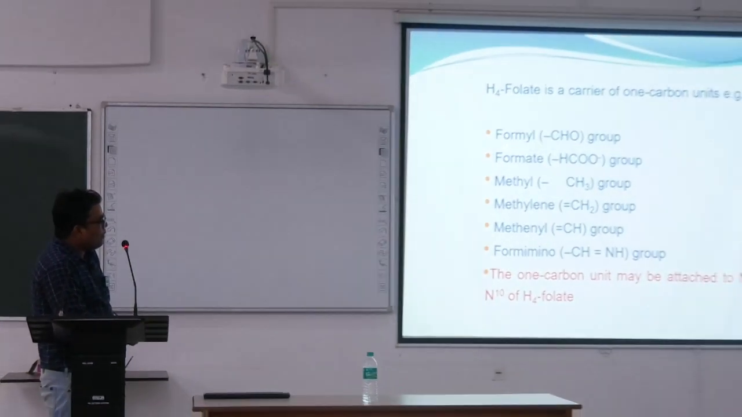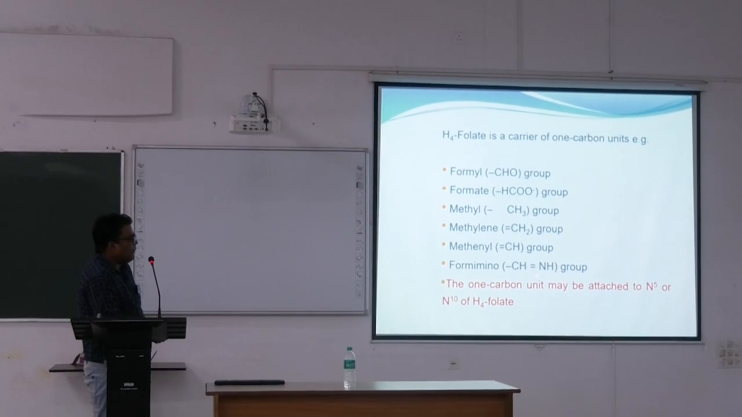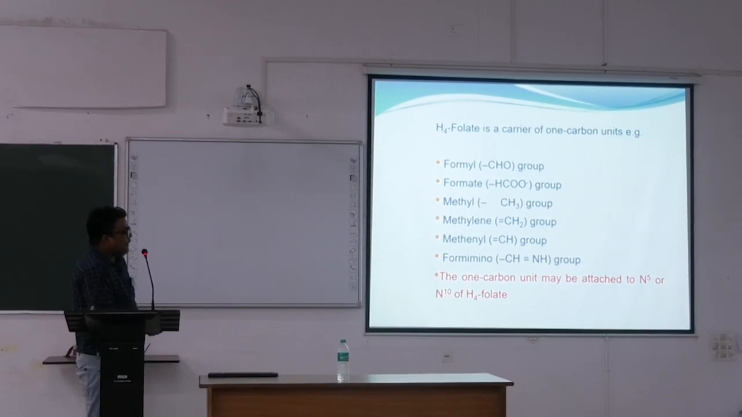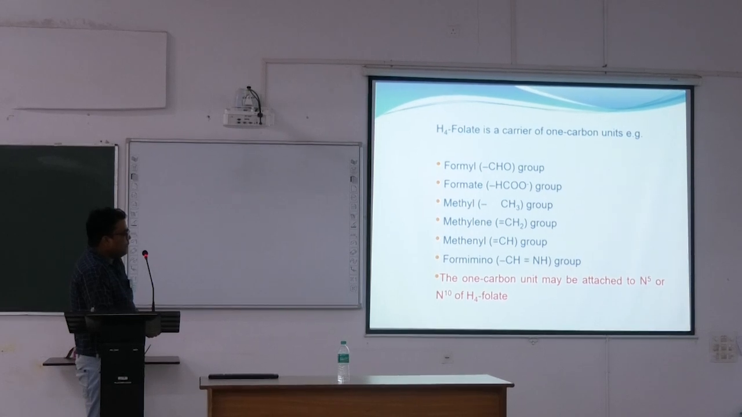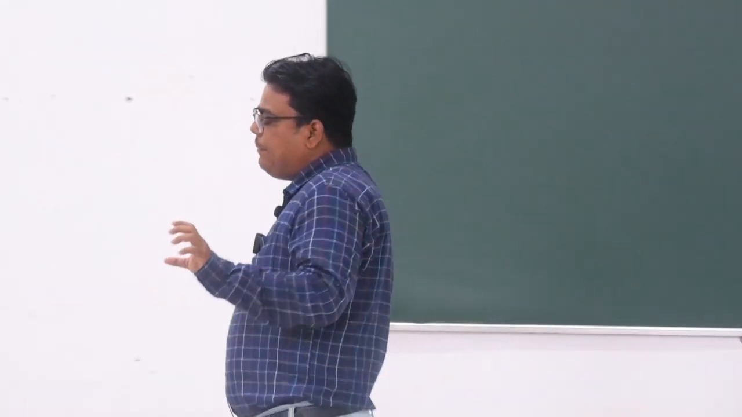Tetrahydrofolate is the carrier of one carbon units: formyl, formate, methyl, methylene, and formino groups. One carbon units may attach to N5 and N10 of tetrahydrofolate. So this is the major and important function of this coenzyme. What is the major function? It is helpful for the transfer of one carbon moiety. Which ones are one carbon moieties? Formyl, formate, methyl, methylene, and formino.